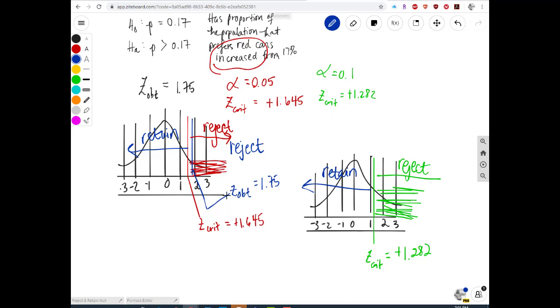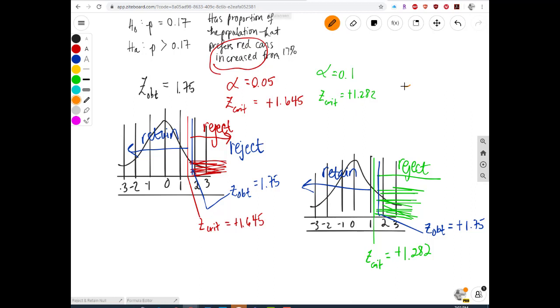Okay, and my z obtained for my 5% alpha fell in the area of rejection. Well, look what's going to happen here. If this one got rejected, this one's definitely going to get rejected, because my z obtained is here. It is in the area of rejection. No question about it. So in this situation, both of them came out to be rejected.